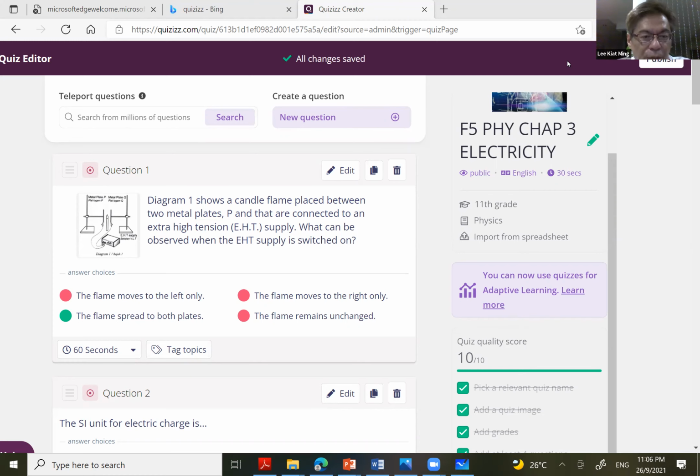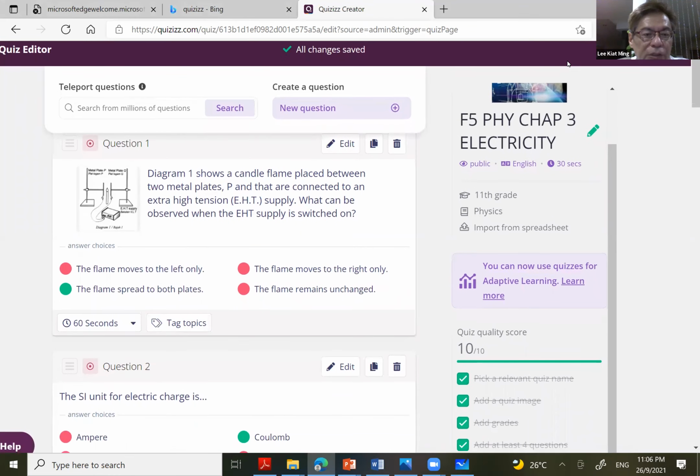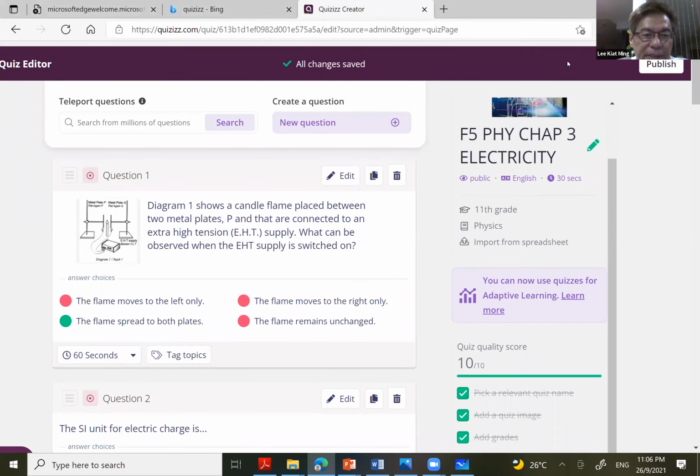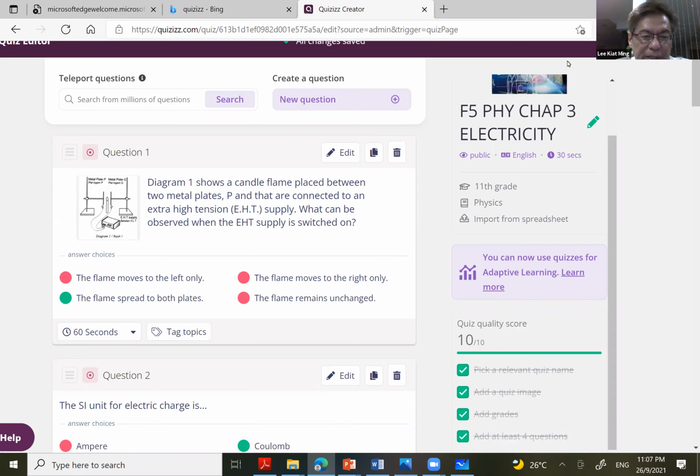Like question number one, we know that the flame spreads to both plates because the heat from the flame would ionize a molecule to produce a positive ion and a negative ion. The negative ion will be attracted to the positive plate, and the positive ion will be attracted to the negative plate. So the flame will spread to both plates.